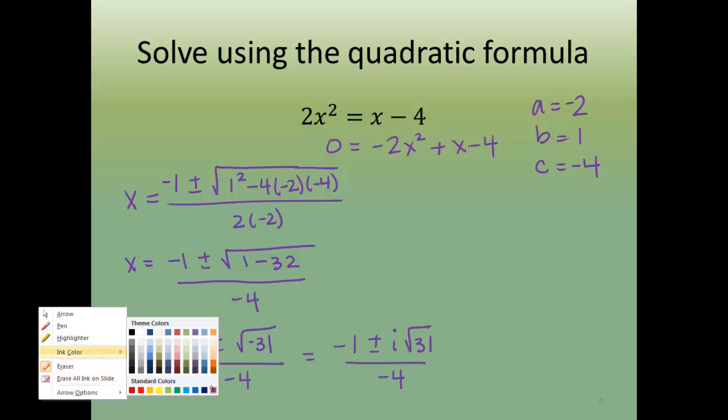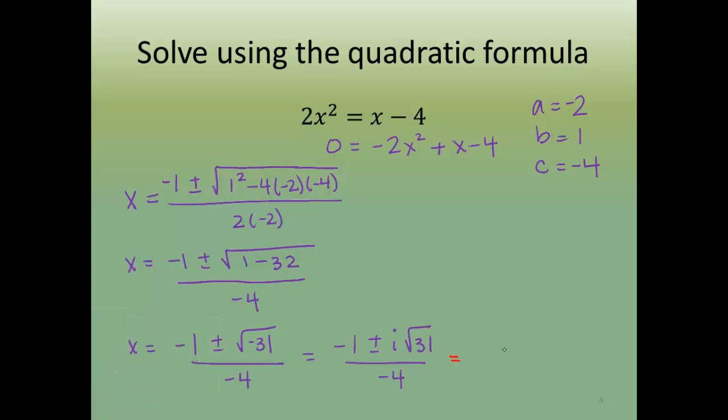So if you also have the answer of positive 1 plus or minus i root 31 divided by 4, that's also an acceptable answer. These two are equivalent because the negatives will reduce here. And that is our final answer.